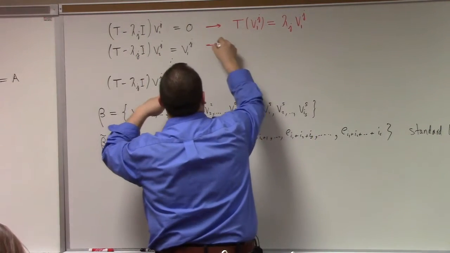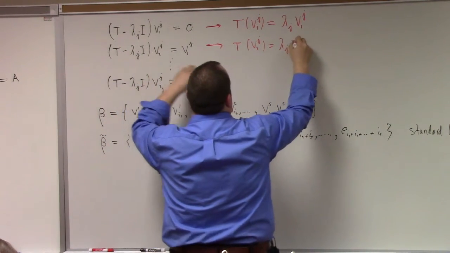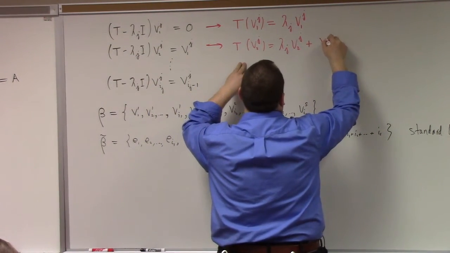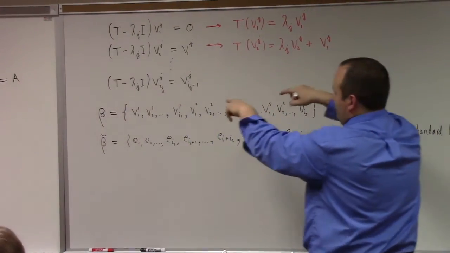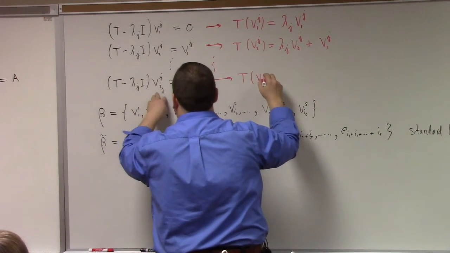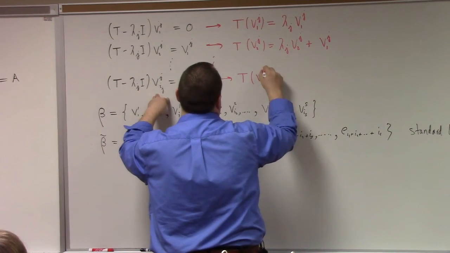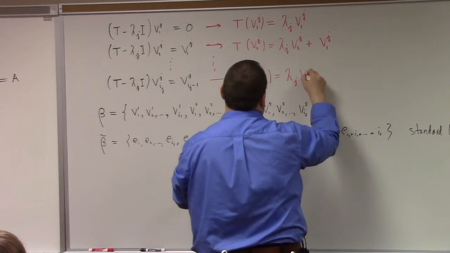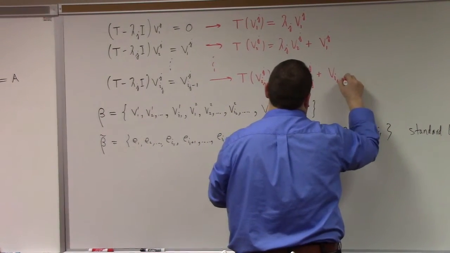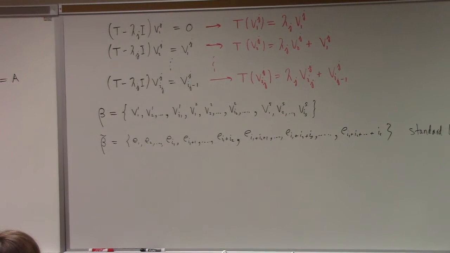This says that T of V2j is lambda sub j times V2j plus what? Plus V1j, right? And so forth and so on until this one gives us that T of V sub ij, upper j, is equal to lambda sub j times V sub ij, upper j, plus V sub I sub j minus 1, upper j. Yeah?